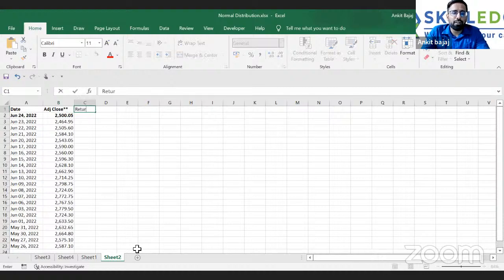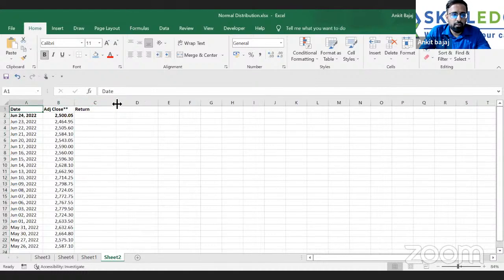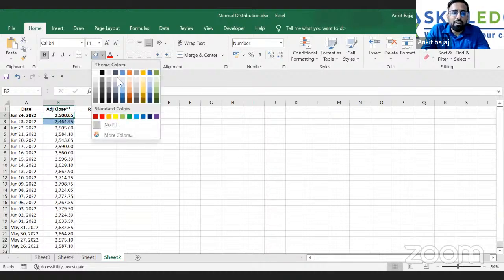Now, first, what you have to do is calculate the return, right? Now, how will you be calculating the return, guys? Let's suppose on 23rd June you have invested the money. You have to make the assumption. Let's suppose on 23rd June you have made the investment and acquired 1 share. What was the cost of the share? The cost of the share was 2,464. Now on 24th June, the share price is 2,500, right?